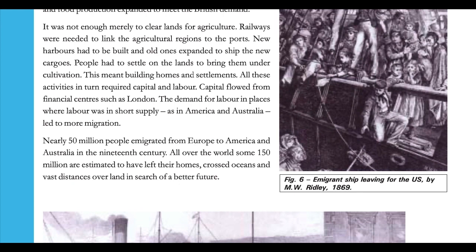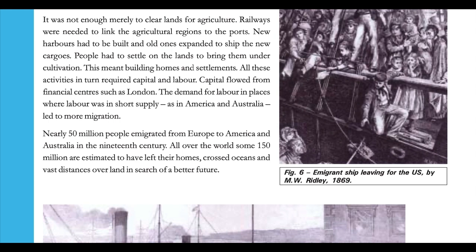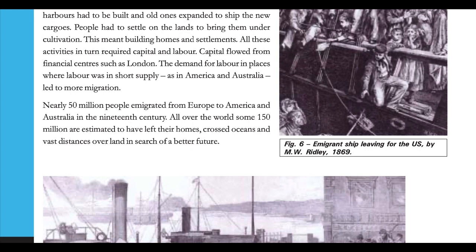Railways were needed to link the agricultural regions to the ports. New harbours had to be built and old ones expanded to ship the new cargoes. People had to settle on the lands to bring them under cultivation. This meant building homes and settlements. All these activities in turn required capital and labour. Capital flowed from financial centres such as London.